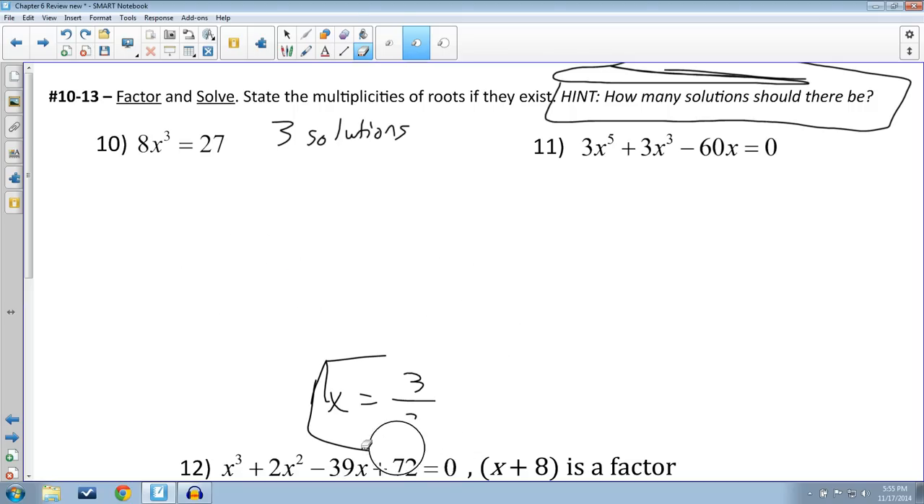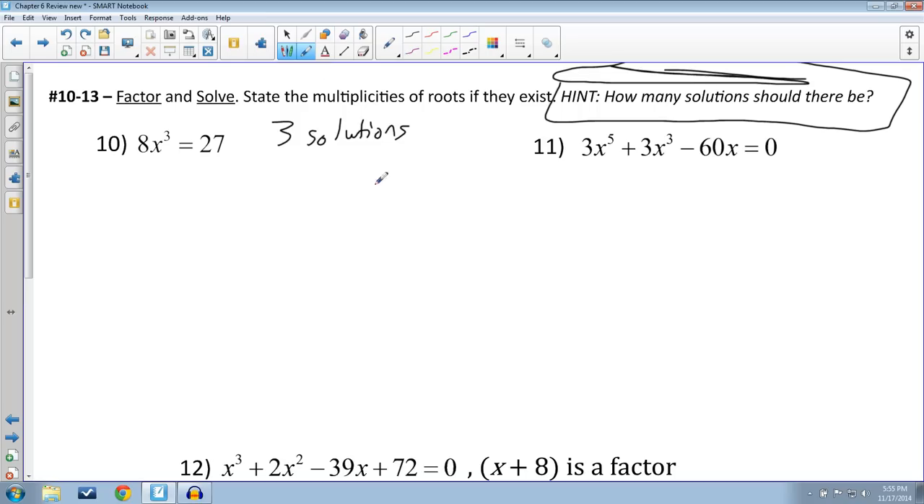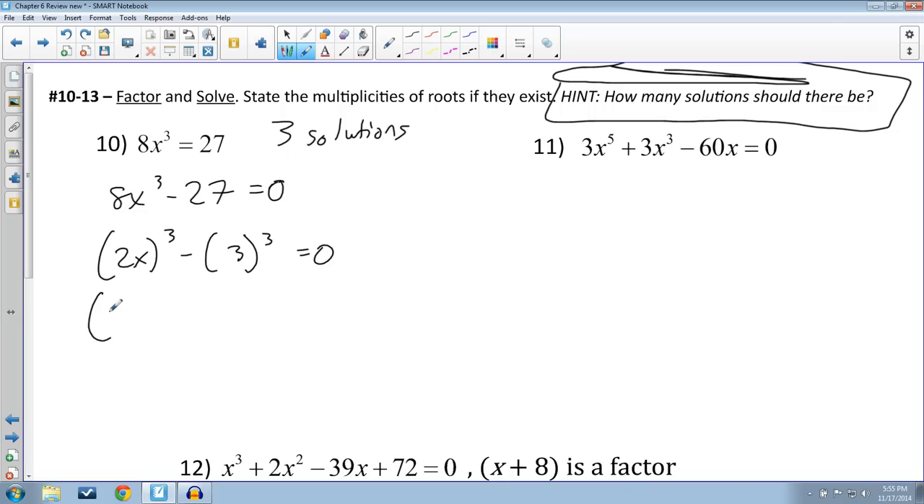By and large, it got you one of your roots, and there are other ways you can get your other ones with that. I could have done synthetic division from there and gotten my other ones. But here's the way I'm going to do it. I'm going to subtract 27. Recognize that this is a difference of 2 cubes problem. This is 2x quantity cubed minus 3 quantity cubed. That's equal to 0.